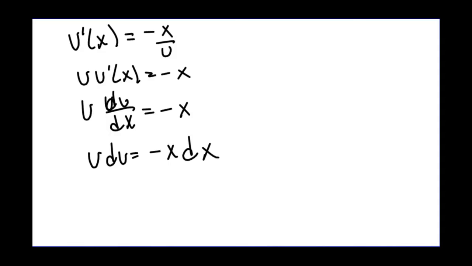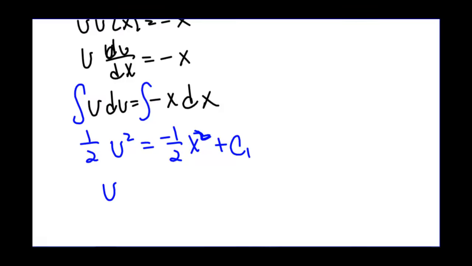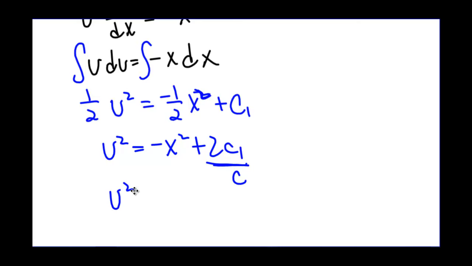Then we're going to integrate both sides. The integral of u du is equal to 1/2 u squared. And the integral of negative x is negative 1/2 x squared plus a constant c1. And then we're going to multiply both sides by 2. So u squared equals negative x squared plus 2c1. So we're going to rename 2c1 as c. So u squared equals negative x squared plus c.